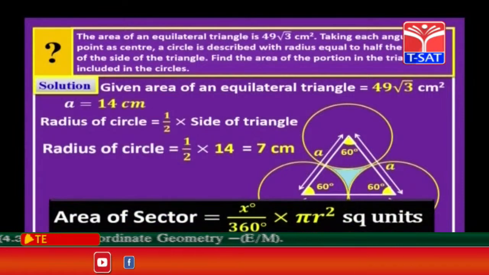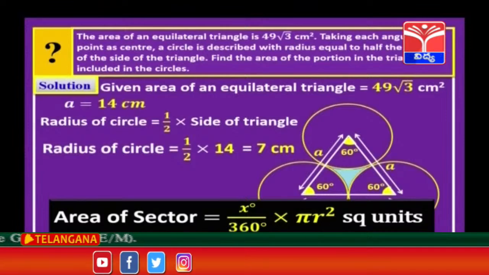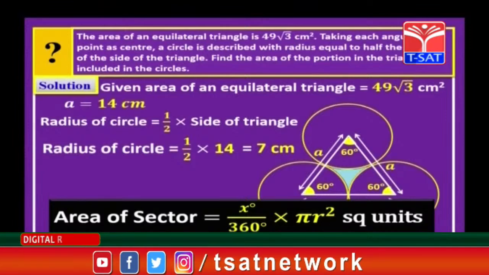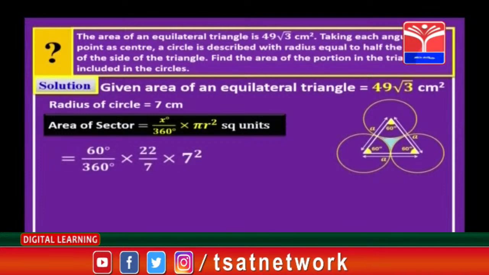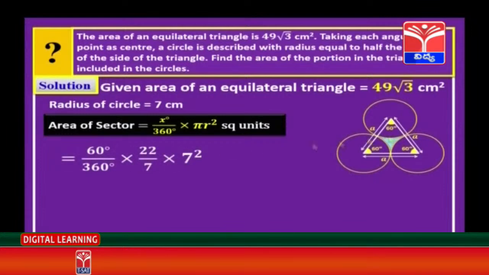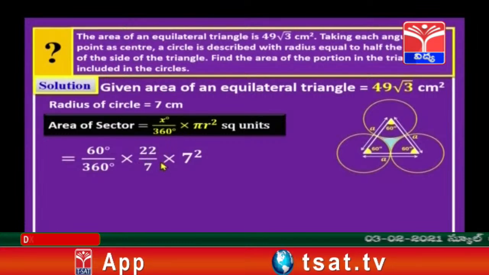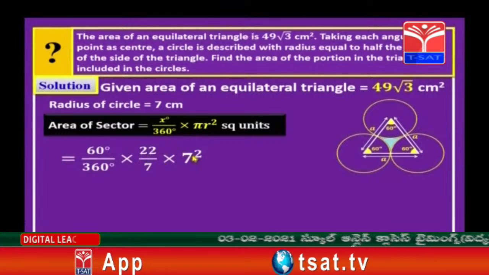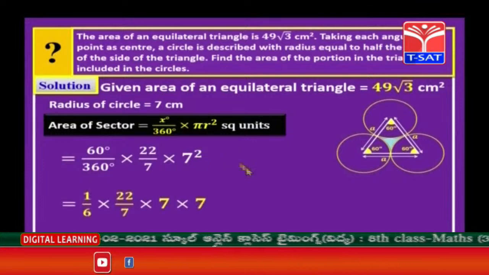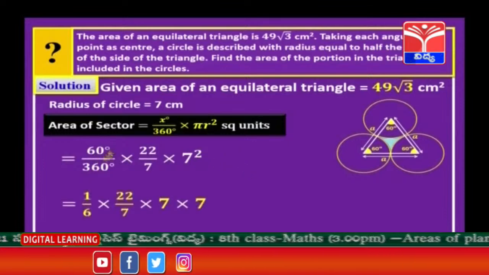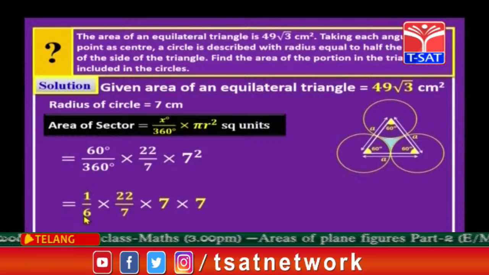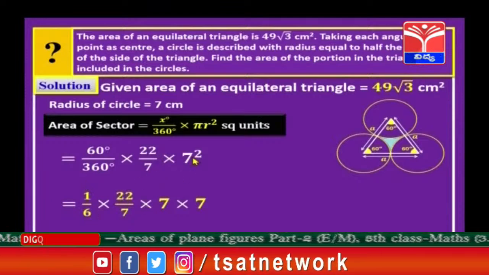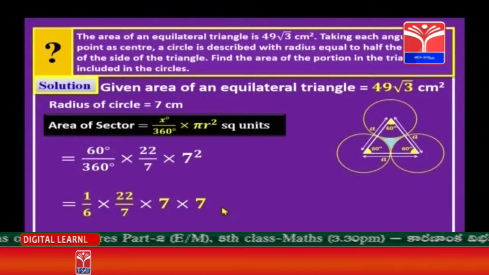x degrees by 360 degrees into pi r square units. Now let us substitute the values and simplify. Here x, that is 60 degrees, so 60 by 360 into pi value is 22 by 7 into r square, r is 7, so I get 7 square. So 60 goes in 60 one time and in 360 it goes 6 times, so I got 1 by 6, 22 by 7, 7 square, I am writing it as 7 into 7.